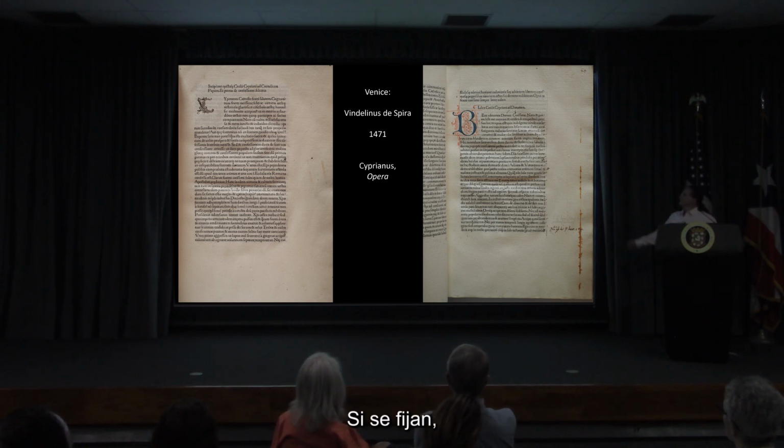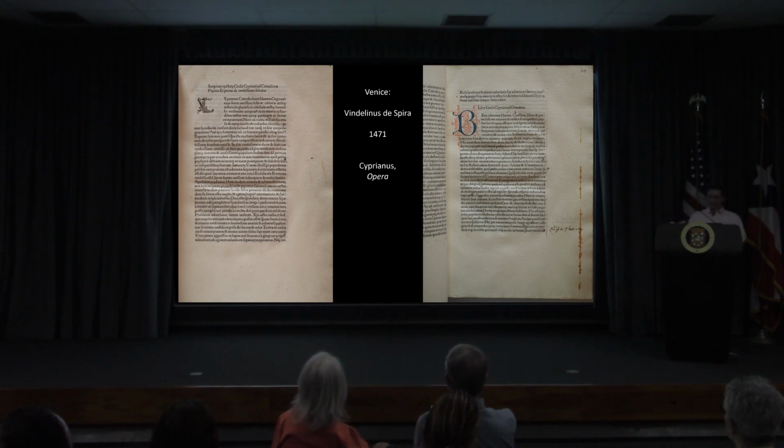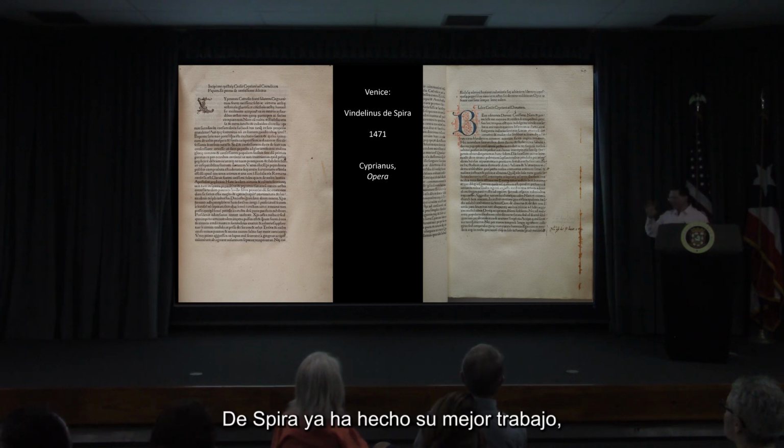If you look, justification here is much better. But we are in 1471. The Spira has already, he's already done his best work.